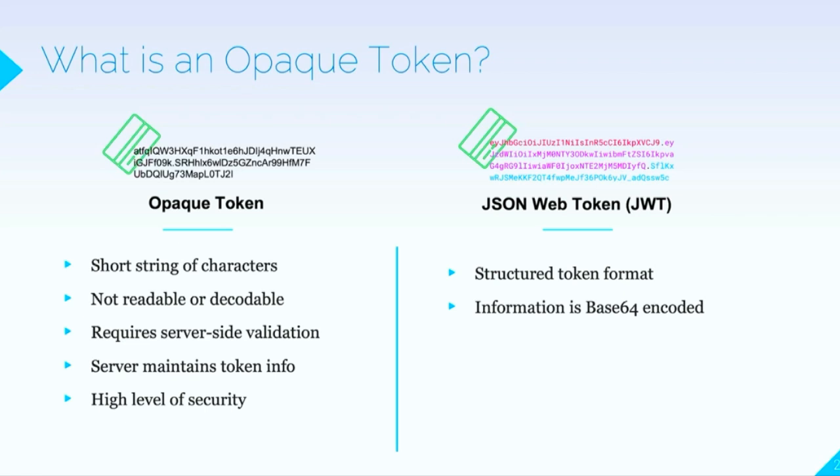The information contained within the JWT is base64 encoded. So while you can easily decode it and read the contents, it's not encrypted by default. This means that anyone who gets hold of the token can see what is inside. So it's important to ensure that sensitive information is not exposed in the token unless it's properly encrypted.